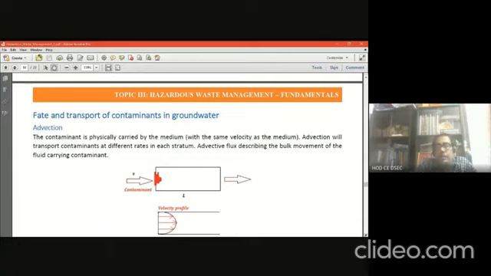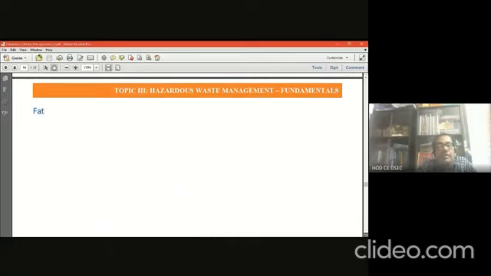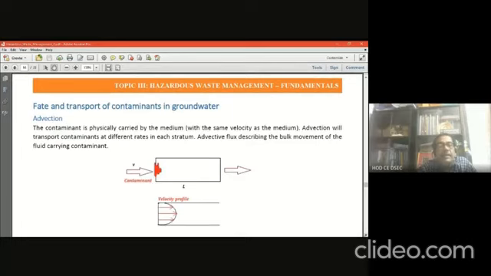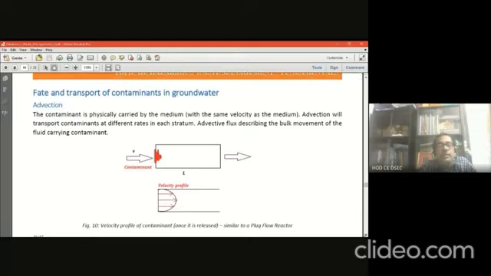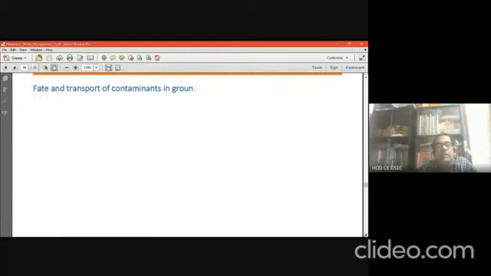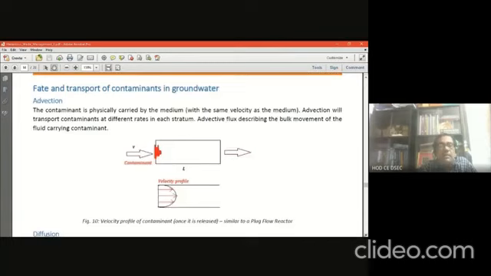You see, I have shown you in the schematic diagram how the advection takes place. That is the velocity parabolic profile I have shown, that contaminants left, shown by red marked.